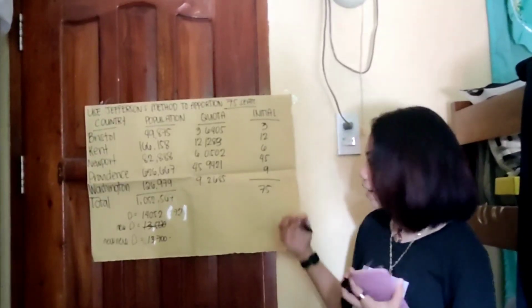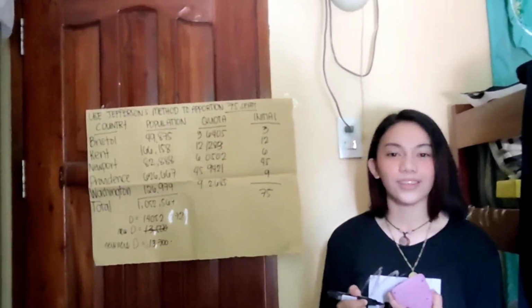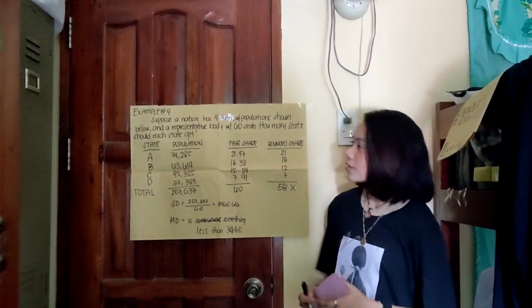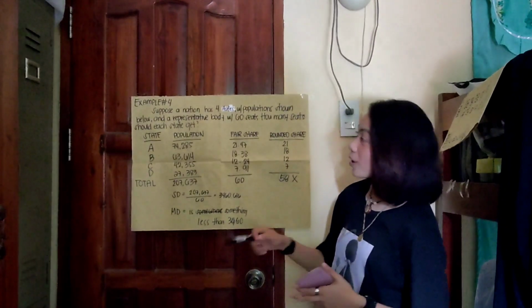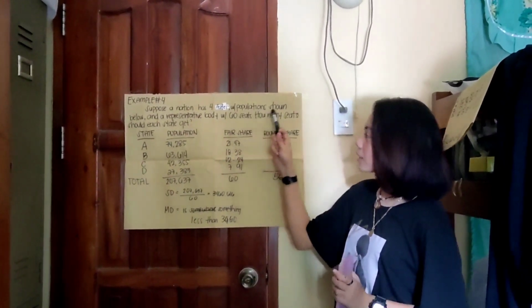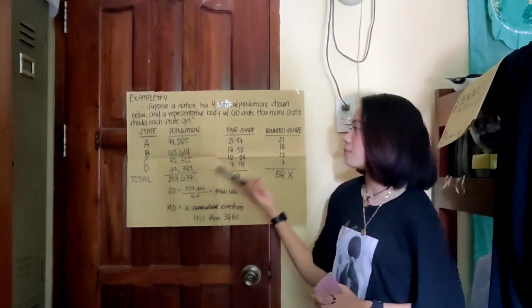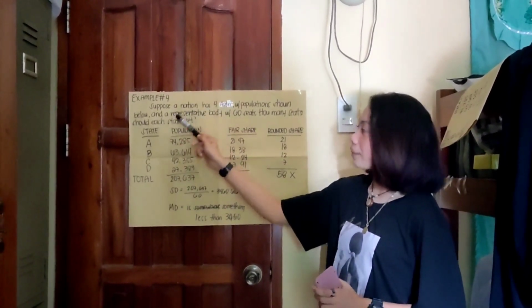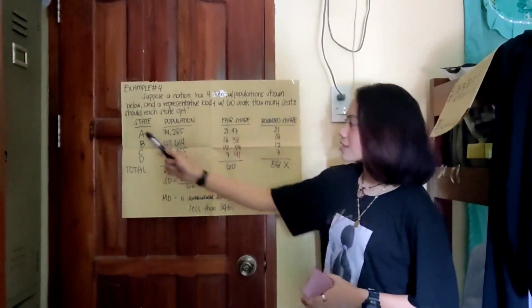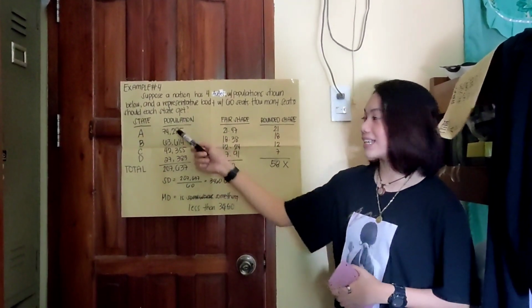That's what you do in Jefferson's method. To get more knowledge and understanding of Jefferson's method, let's proceed to example number 4. Welcome to example number 4. Our problem is: suppose a nation has 4 states with the population shown below, and a representative body with 60 seats. How many seats should each state get?